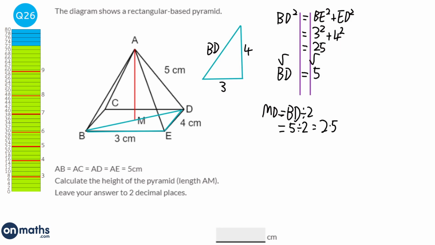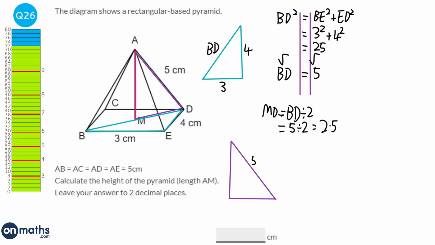The reason for that is that all of the lengths AB, AC, AD, AE, all of them are the same, so therefore point A will be exactly at the midpoint or above the midpoint of the square, so M is obviously at the midpoint. Okay, next we're going to draw in another right angle triangle. It doesn't actually matter which side we take. I'm just going to take this side because we've worked out what MD is. And let's draw that out down here.